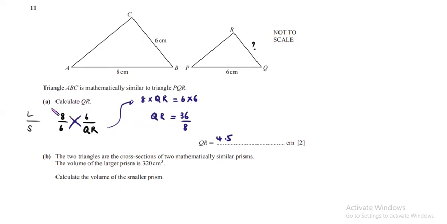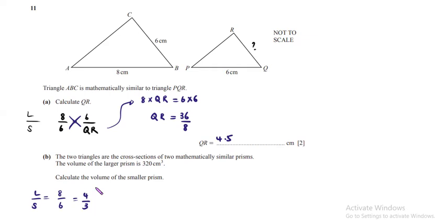Now, the linear scale factor between the larger shape and the smaller shape is equal to this 8 over 6 that we wrote here, but we can simplify it. So when I simplify this, this becomes 4 over 3. This 4 over 3 is the linear scale factor.